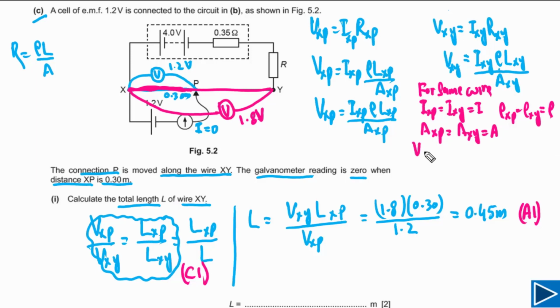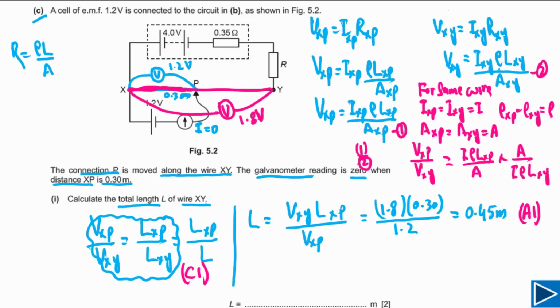Now simply we need to divide. If we divide Vxp by Vxy, we can call this equation 1 and this equation 2, so equation 1 divided by 2. So we can write these things here. Here we got I, and this is rho, and this is Lxp, divided by A, since Axp is equal to A. And we need to multiply this one with A divided by I times rho times Lxy.